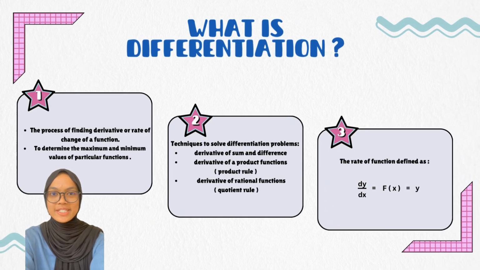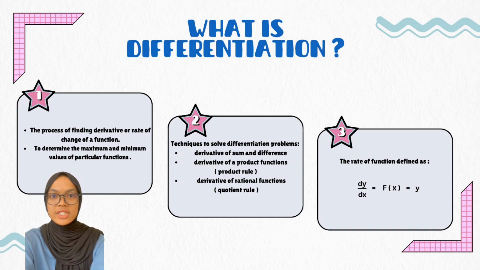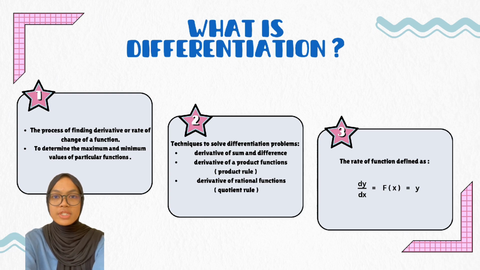What is differentiation? Differentiation is a process of finding the derivative or rate of change of a function. The reason why we use differentiation is to determine the maximum and minimum values of particular functions. To solve differentiation problems, there are three techniques that we can apply: derivative of sum and difference, derivative of a product function, which we name the product rule, and lastly, derivative of rational functions, called the quotient rule. The rate of function is defined as dy over dx equals f'(x), where y equals f(x).